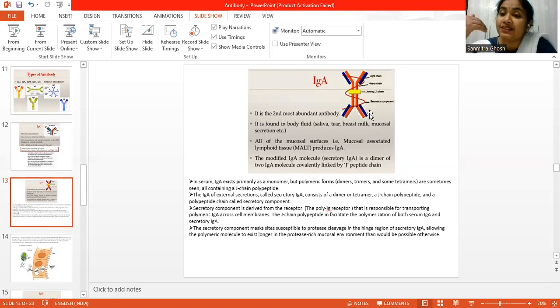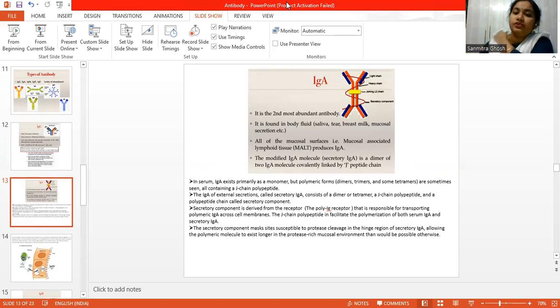So that means they have some kind of modification in their structure to become the secretory IgA. So what is that modification? Initially when the IgA is being encoded or synthesized, it is synthesized in the form of a monomer, just as we have seen in case of IgG. But when they are modified and designated as secretory IgA, at that time it consists of a dimer of two IgA molecules which are covalently linked by a polypeptide chain, and that polypeptide chain is the J chain.